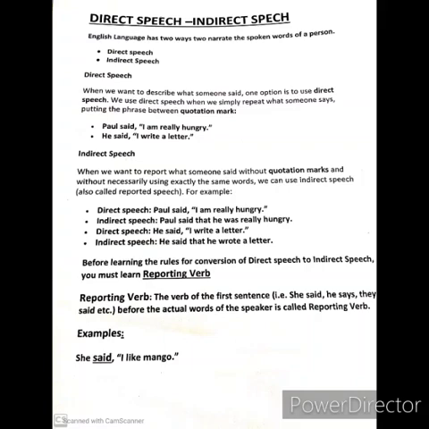One is direct speech, one is indirect speech. Now what is direct speech? When we want to describe what someone said, one option is to use direct speech. We use direct speech when we simply repeat what someone says, putting the phrase between quotation marks. We use quotation marks and we directly say what the person said.